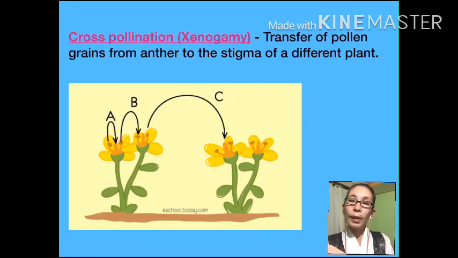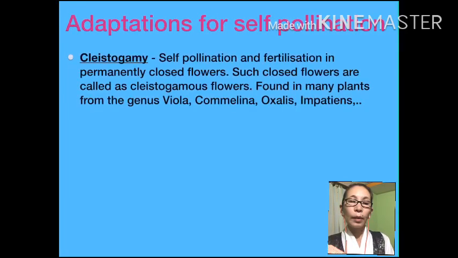However, self-pollination is an easier and less energy expensive process. And plants do possess adaptations to ensure self-pollination, such as Cleistogamy. Now, this is a phenomenon where self-pollination and self-fertilization occurs in permanently closed flowers. And such permanently closed flowers are called Cleistogamous flowers.